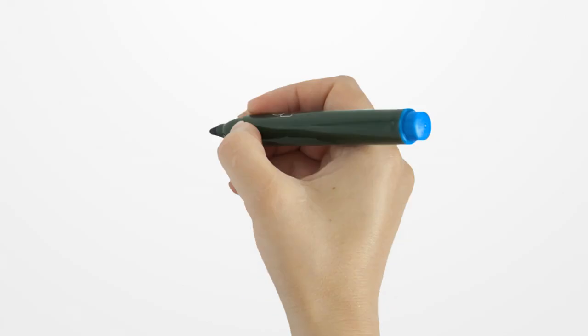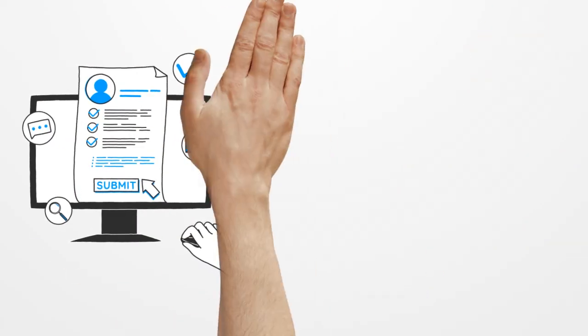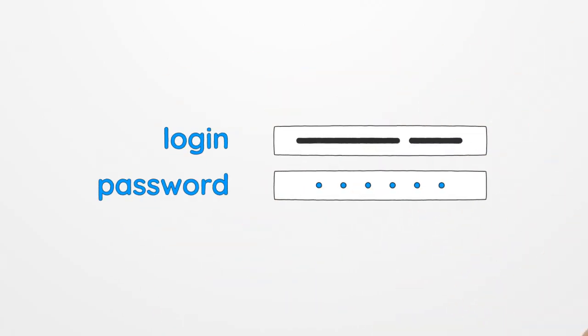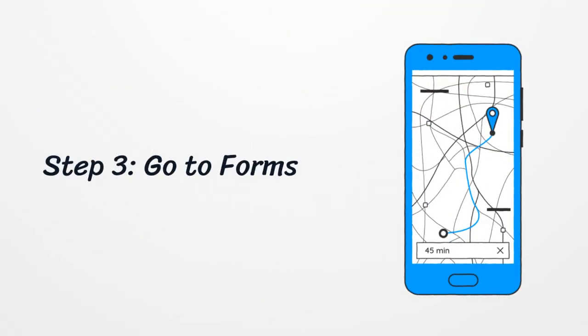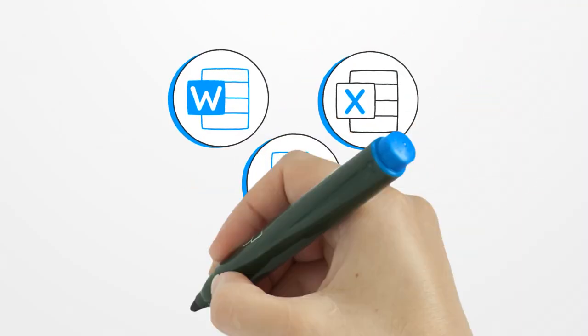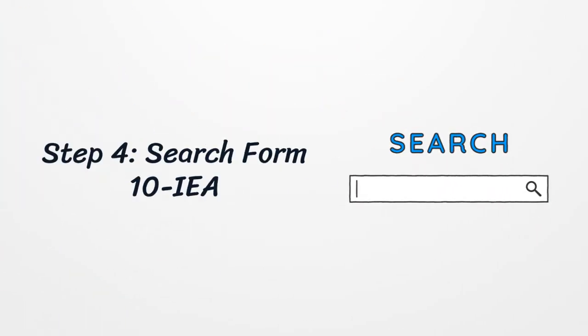How to file Form 10-IEA, step-by-step process. Step 1: Go to https://www.incometax.gov.in. Step 2: Log in with PAN and password. Step 3: Navigate to e-File, Income Tax Forms, File Income Tax Forms. Step 4: Search for Form 10-IEA and click File Now.